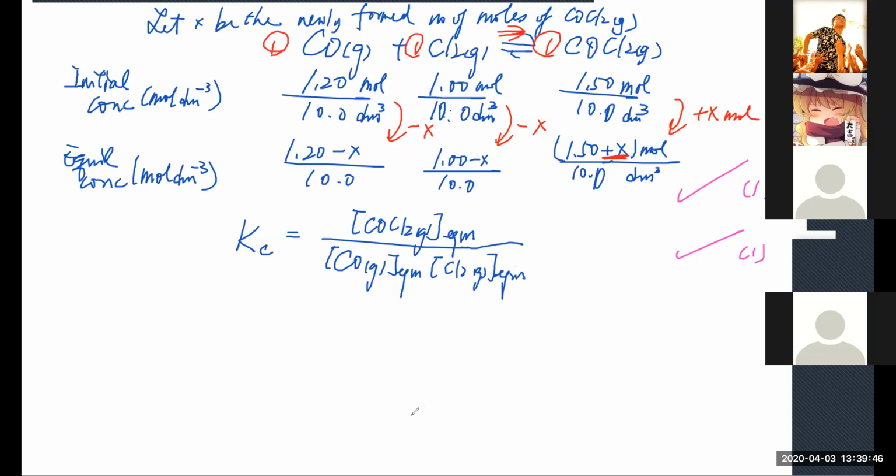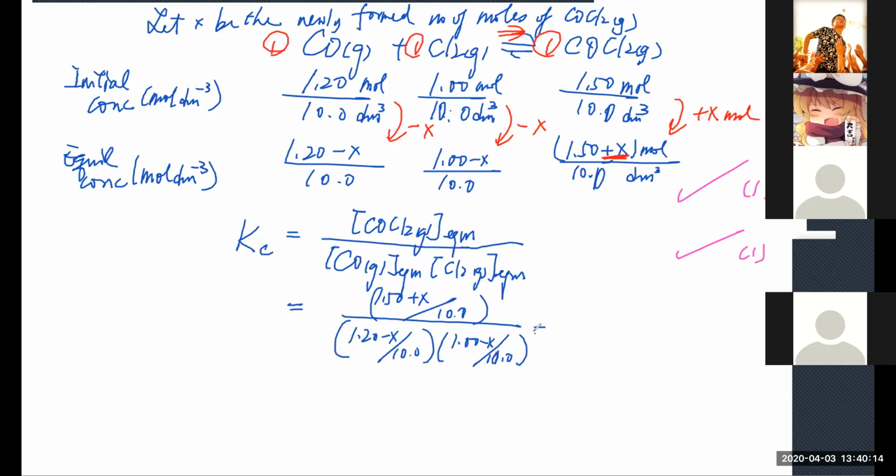Understand? So what's next is to write down those terms. I put it downward. 1.50 plus x over 10.0. Okay, this is one thing. 1.20 minus x over 10.0 and 1.00 minus x over 10.0. Now here comes the value 220. And finally, you are going to get the x term.